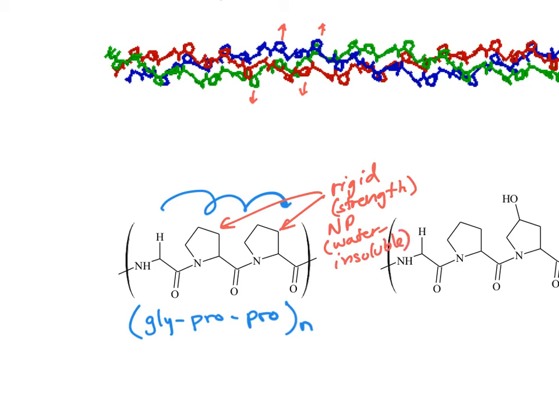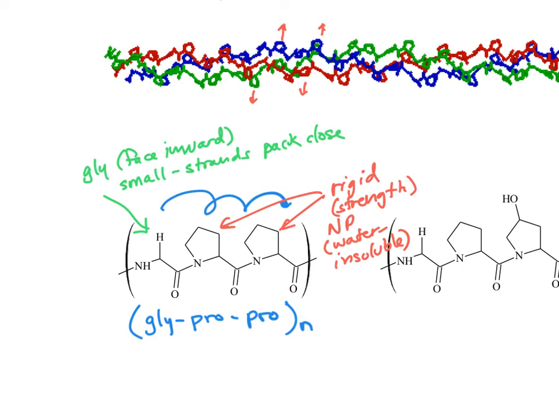Isn't that what you want for your skin and your bones? You don't want those tissues to dissolve in water. It would be a problem every time you took a shower if it did. So we're going to repel water because we're coating with nonpolar on the outside. Lastly, what about these glycines? The glycines face inward. And because they're small, they allow the strands to pack close together. That gives great strength as well. That allows the strands to come very close together and pack really tightly.